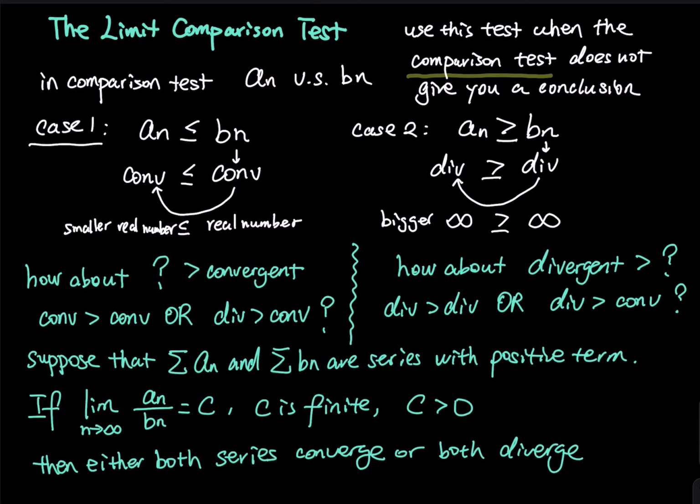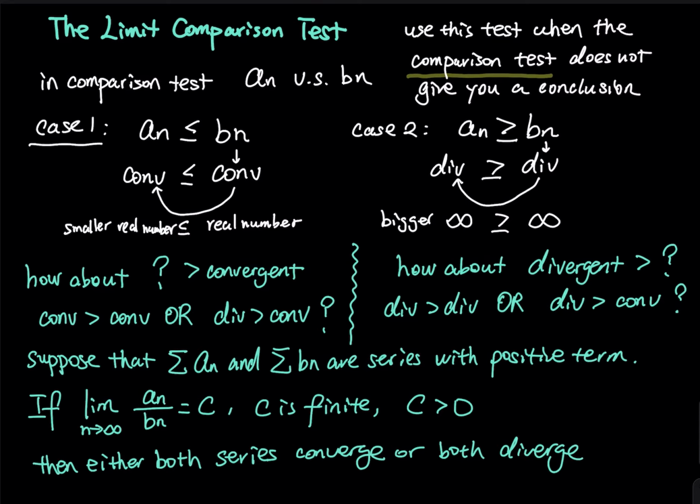In the comparison test, we are doing AN versus BN. So we are trying to compare the difference between AN and BN. AN is the given series. Whatever the problem gave you, that is AN. And then BN, we are going to change a minor difference in AN to make a BN, and then we compare them. So there are two cases. Case 1 is AN less than or equal to BN, and we can prove that BN is convergent.